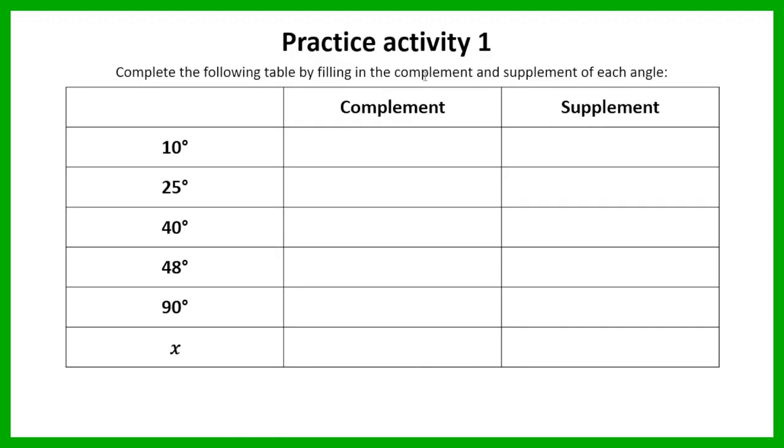Okay, so now I want you to fill in this table. You're going to complete it by filling in the complements of each of these angles and the supplements of each of these angles. Remember, complementary angles add up to 90 degrees. So the complement over here is going to be the angle that you can add to this one to get 90 degrees. So when you add this one and that one, you must get 90 degrees. And the supplement is the one that you must be able to add to 10 to get 180 degrees. Okay, so you're going to fill that in. I'm going to give you 2 minutes to complete that table.